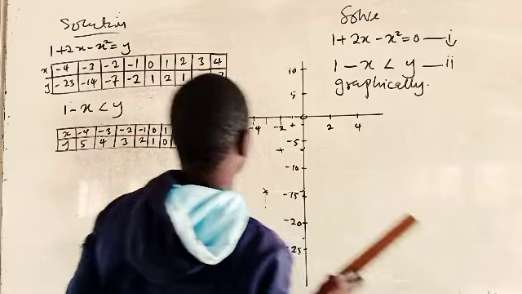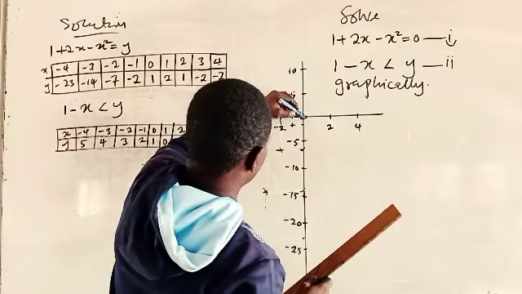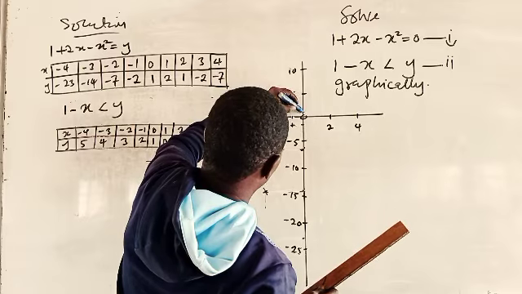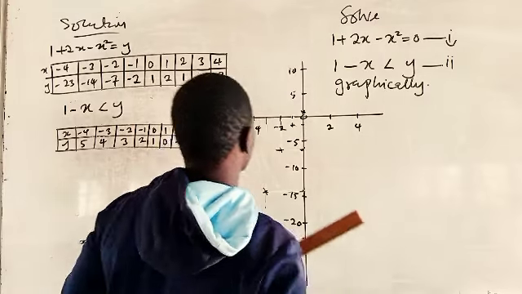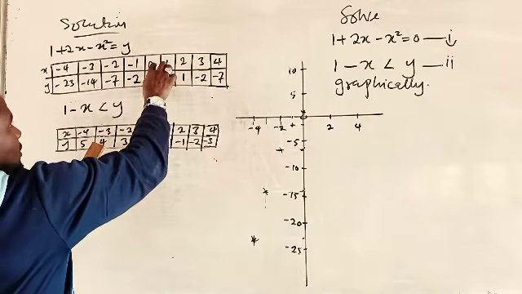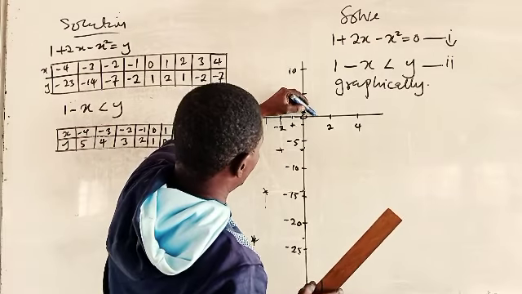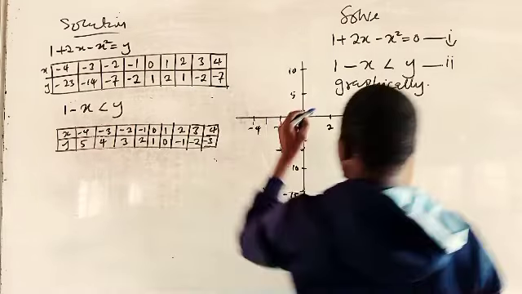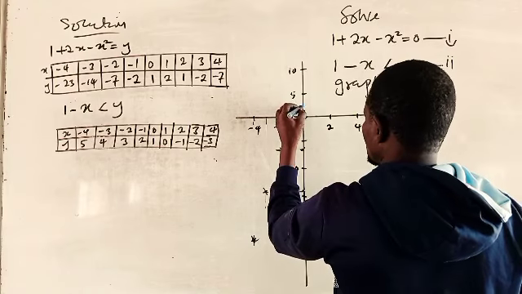Now that's what we have. When x is 0, y is 1. 1 should be here, so it's going to be here. That is the 1. So when x is 1, y is 2. X is 1 should be here, the center is 1, then y is 2, 2 should be here.